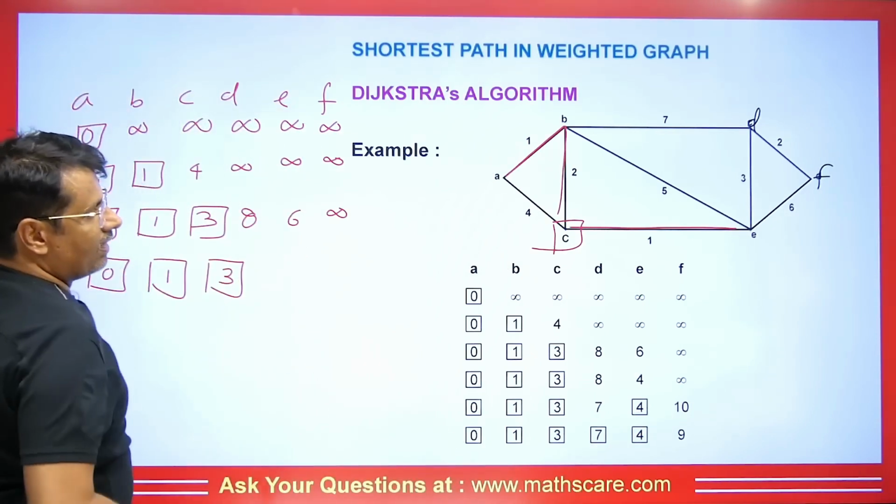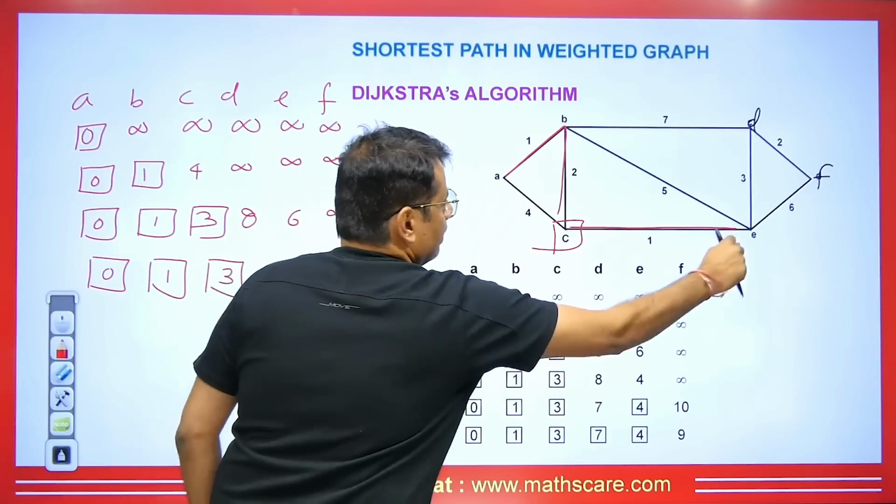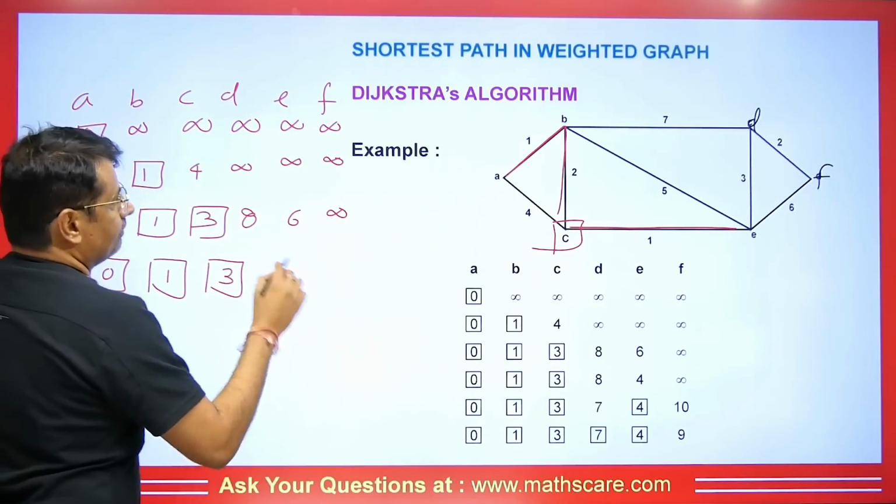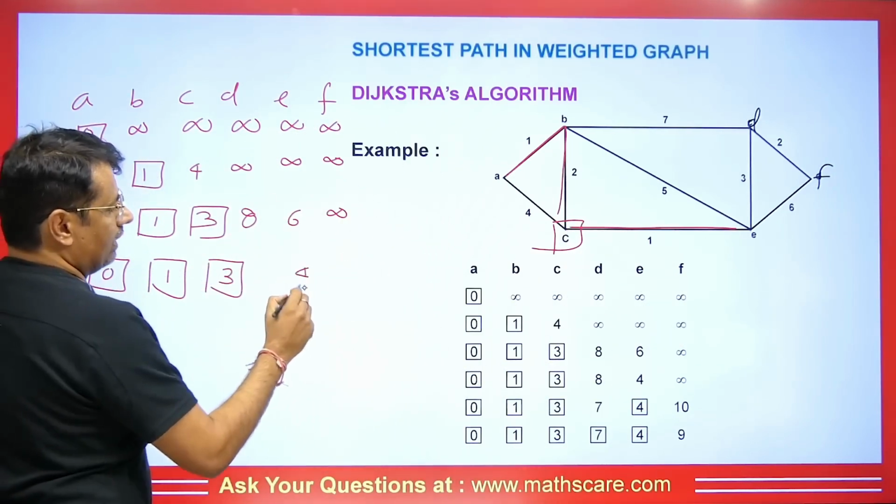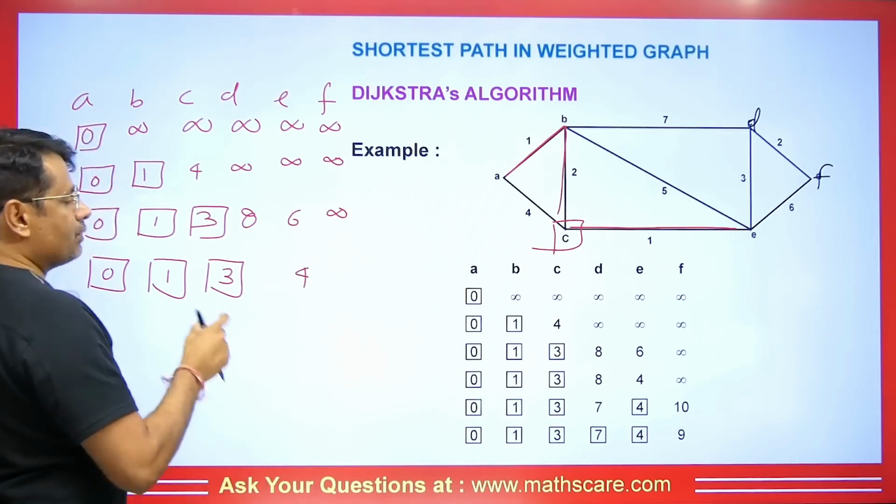Now when we move from C to E, what will be the distance? It will be 3 plus 1, 4, right? Okay, so this is becoming 4. Clear. It is less than 6. We will write it down.